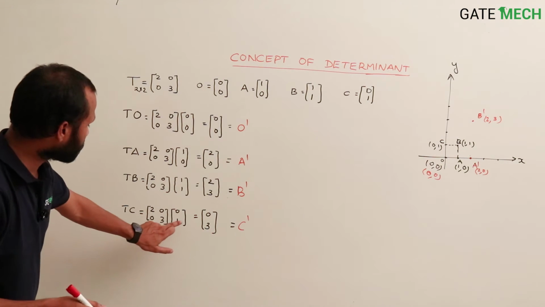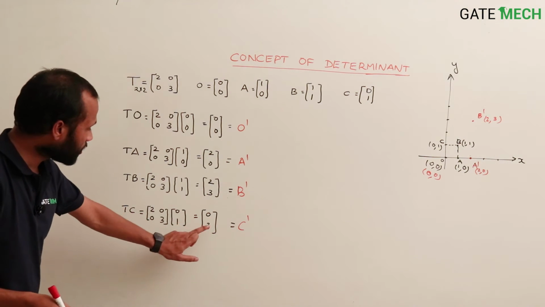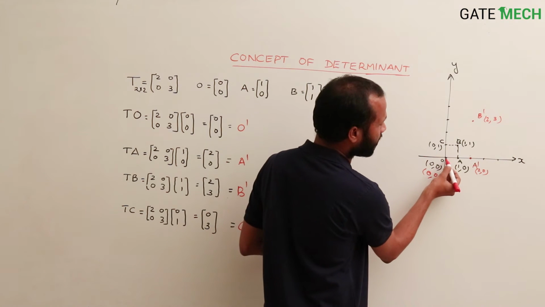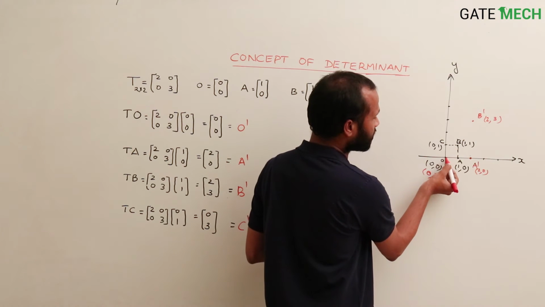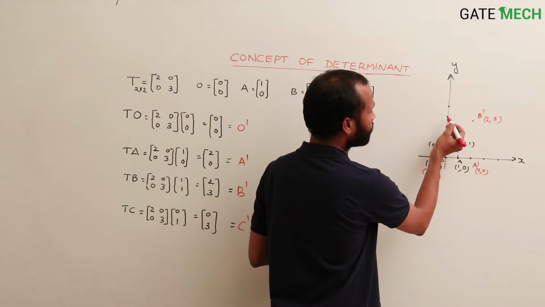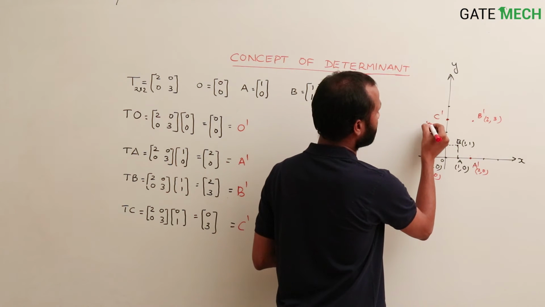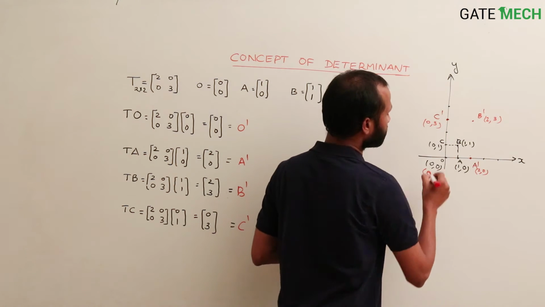The C earlier was 1 0 1, now it became 0 3, C dash. So earlier it was 0 1, it became 0 units in x direction, 3 units in y direction, 1 2 3. So this is the new C dash, the coordinates are 0 3.